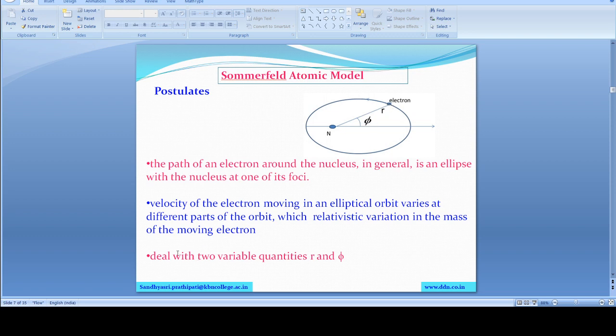One more postulate is to describe the position of electron in orbit, you need two physical quantities. One is r and one is phi. What is r and what is phi? The distance between nucleus and electron is r, and the phi is angle made by position vector of electron with the major axis, right?